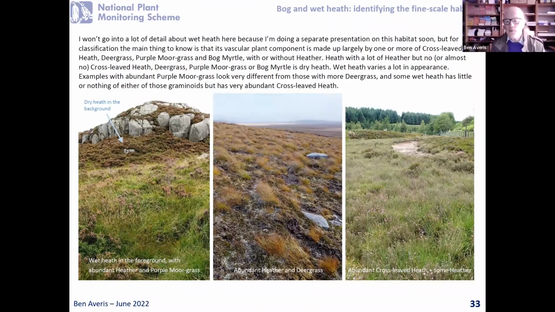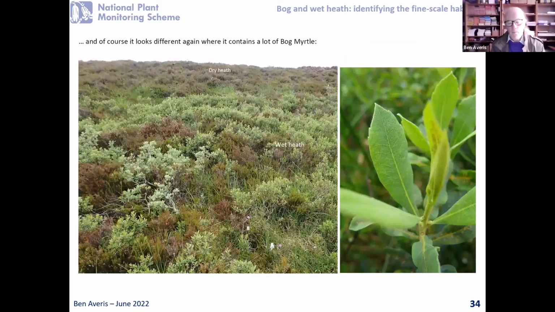But as you can see from those, there's a huge difference in appearance, especially the right-hand one with loads of cross-leaved heath. All three have very different looks. And the next slide is another one again, very different appearance, because we're going to see a whole load of bog myrtle. There we are.